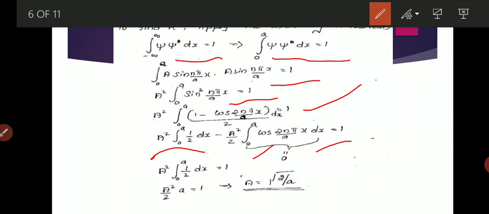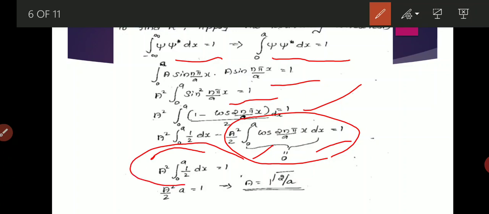So this term will be 0, because the integral from 0 to a of cos(2nπx/a) dx is equal to 0. So the equation will become a² times the integral from 0 to a of 1/2 dx is equal to 1, or a²/2 into small a is equal to 1, or A is equal to root of 2 by a.